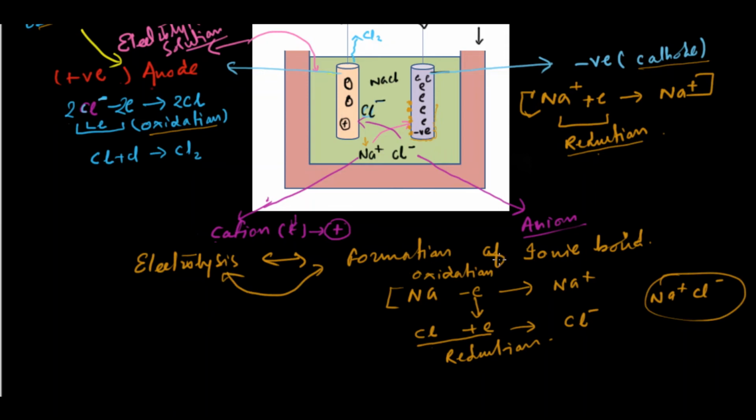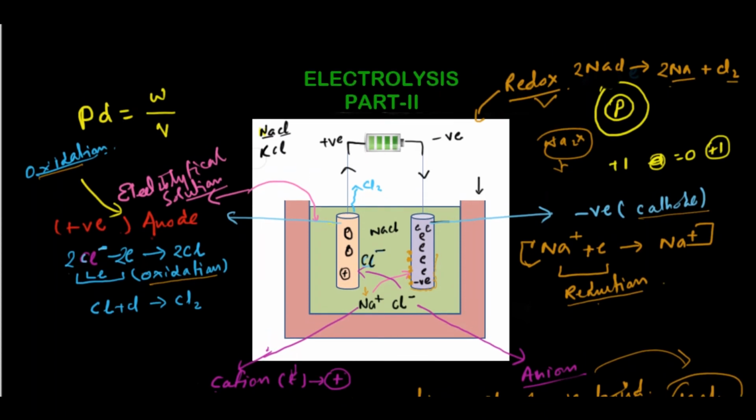But in the formation of ionic bond, nothing else happens, the metal just comes into contact with the non-metal and they react normally without any electricity. But in the case of electrolysis, we are doing it with the help of electricity. In the formation of ionic bond, the bond is forming. But in electrolysis, what will happen? The breaking of bond is happening. That NaCl, you can see over here, is breaking down and forming Na and Cl2.